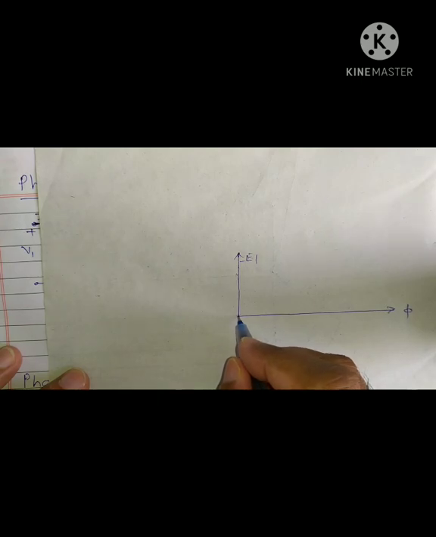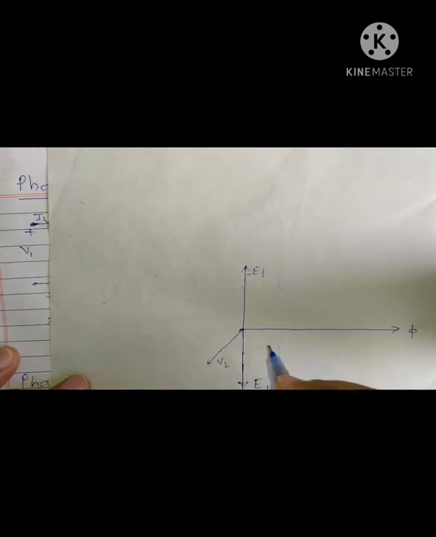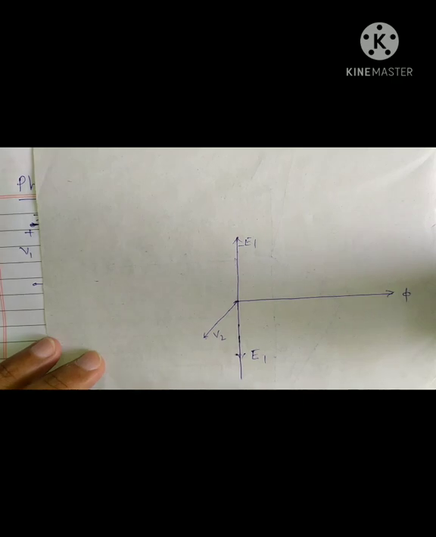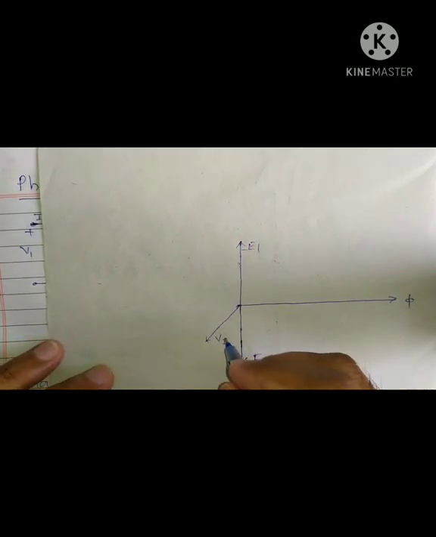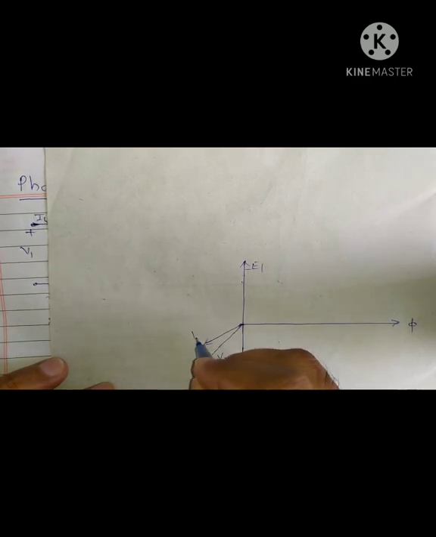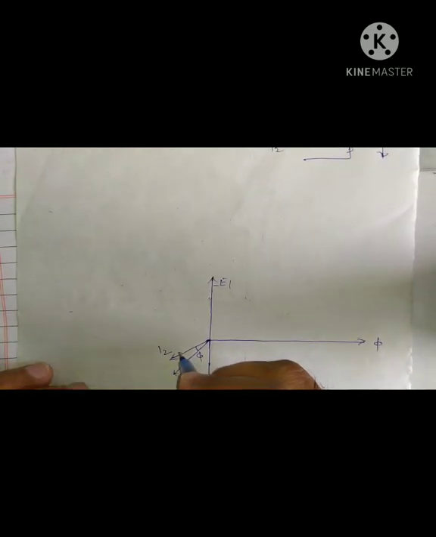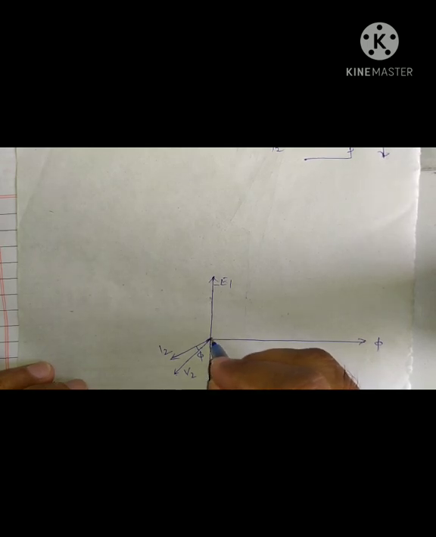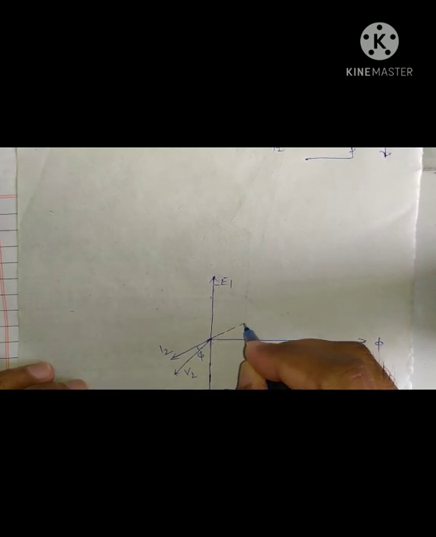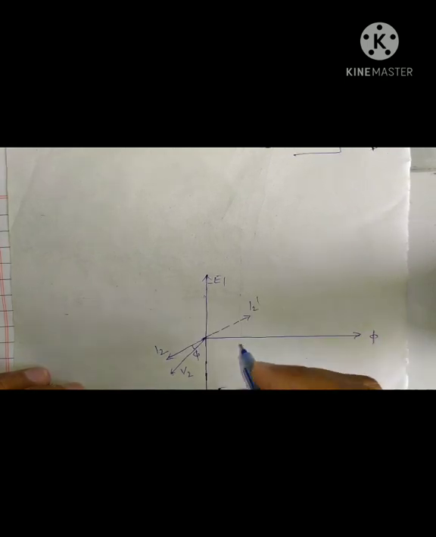V2 will be, say, V2, and the current will lag V2 by some angle phi. So the current I2 I will show here, which is lagging this by angle phi. If I2 is shown, then I2 dash, that is the reflected current, will be shown in antiphase. So this is I2 dash.